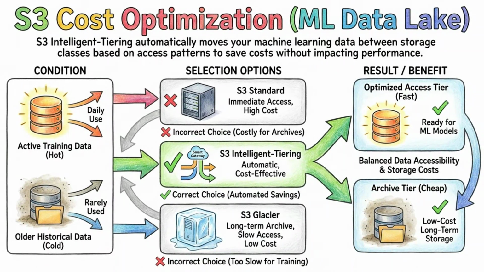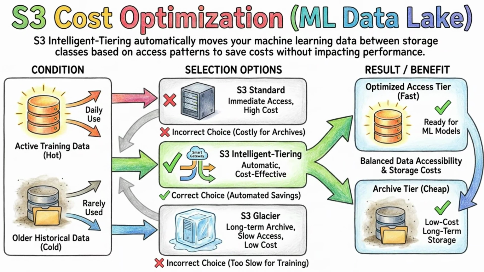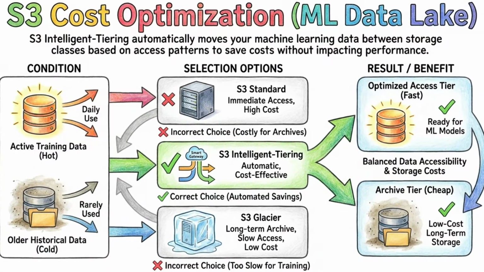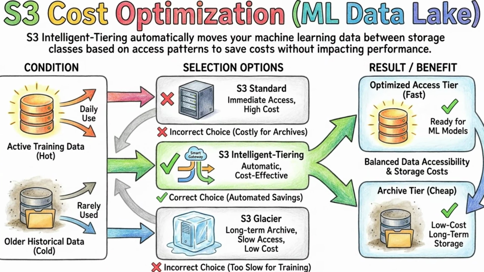Knowing how to balance data accessibility with storage costs is a key skill for real-world jobs and a common scenario presented in exam questions. You must always ensure your active training data is immediately available while archiving historical data efficiently to save money.